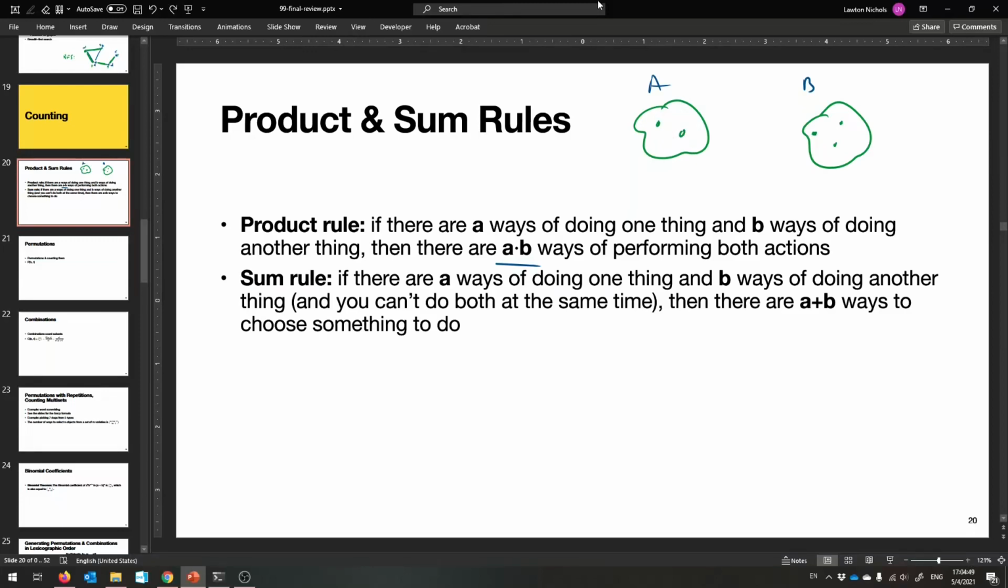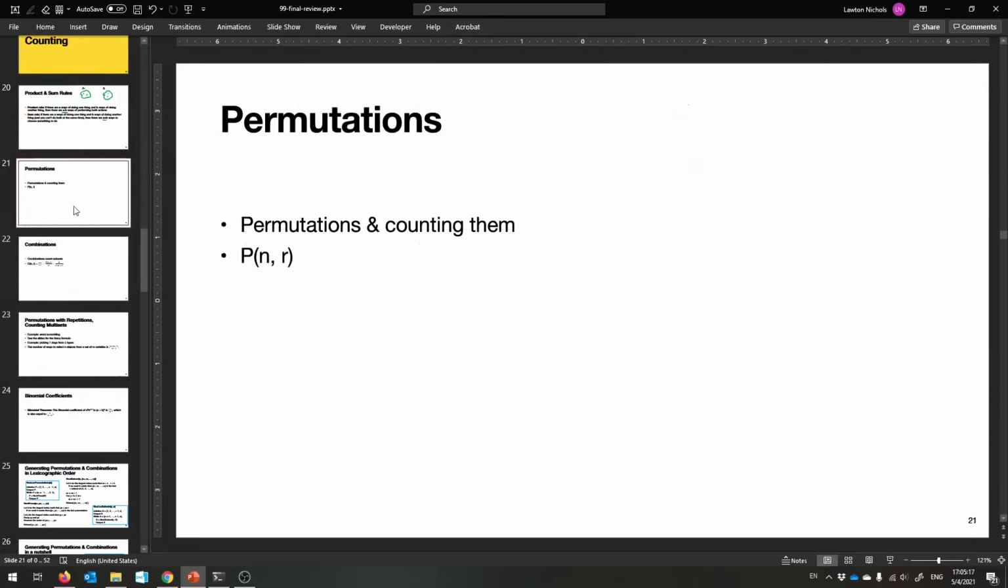Then we have the sum rule. This is saying, I don't want to do 2 things at once or multiple things. I just want to do one thing. So if there are A ways of doing one thing and B ways of doing another thing, and we're trying to pick just one thing to do, then I can do this one or this one or this one. They're all separate things. It's A plus B, 5 things total to pick to do. So that's the product and sum rules, and that helps us learn about permutations.